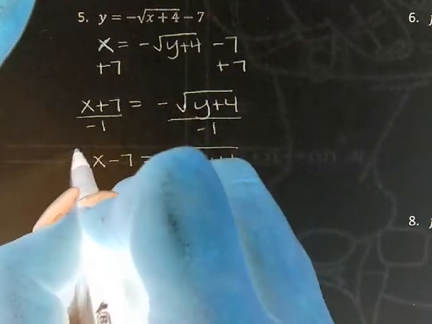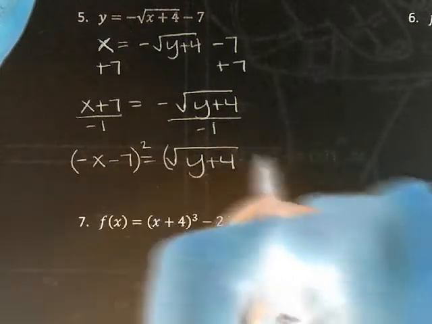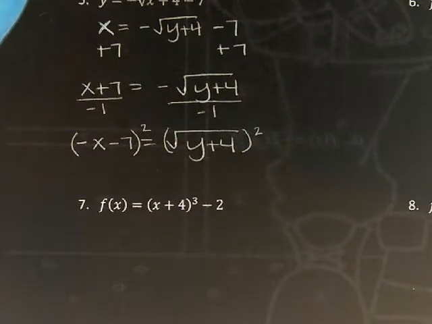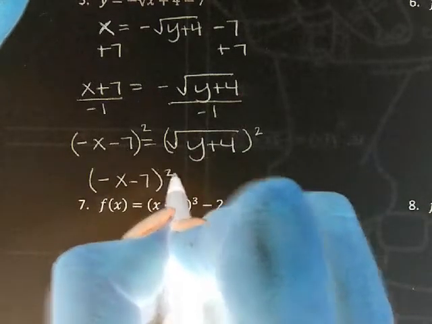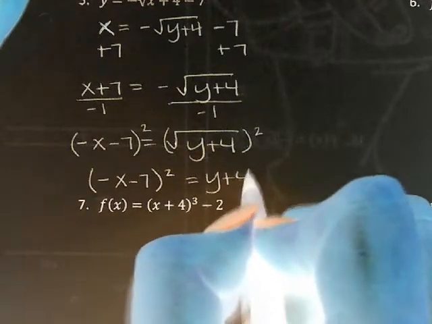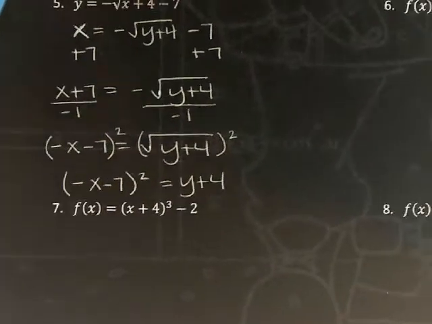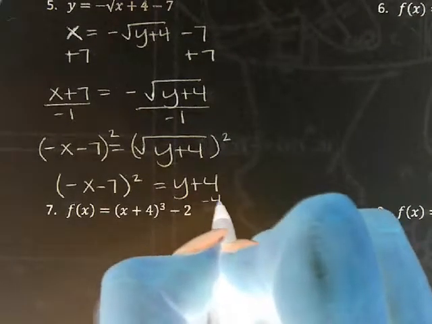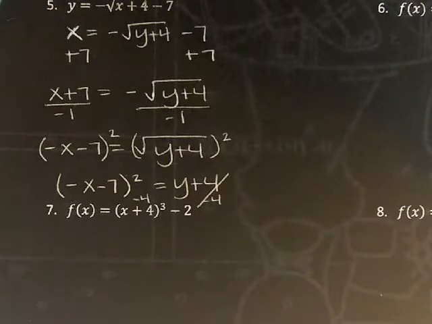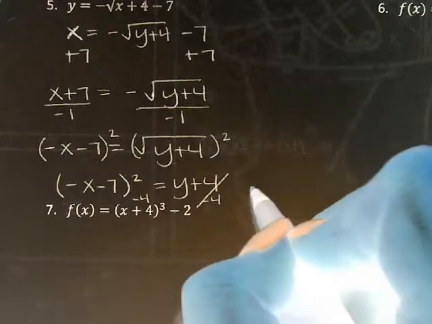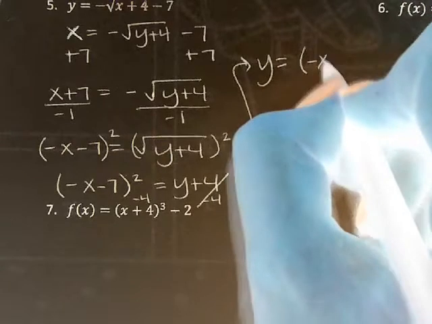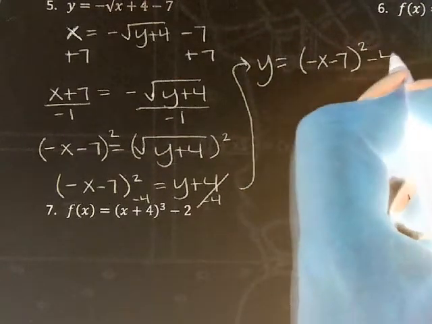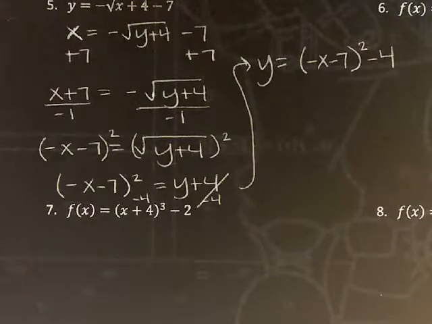Square both sides. So we have -x minus 7 squared equals y plus 4. And then we minus 4. Do you minus the 4 from the 7? No, because that's inside of something. You have to just write it on the end. So now we're going to say y equals -x minus 7 squared with a minus 4 on the end. Okay. Choose a color for that problem.